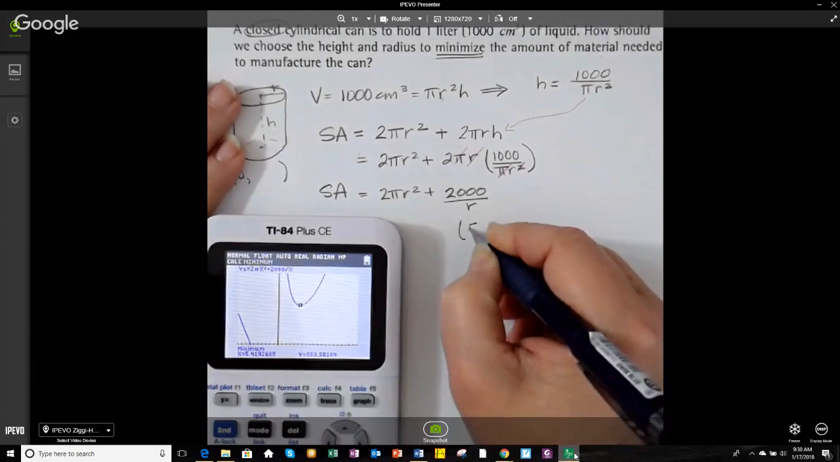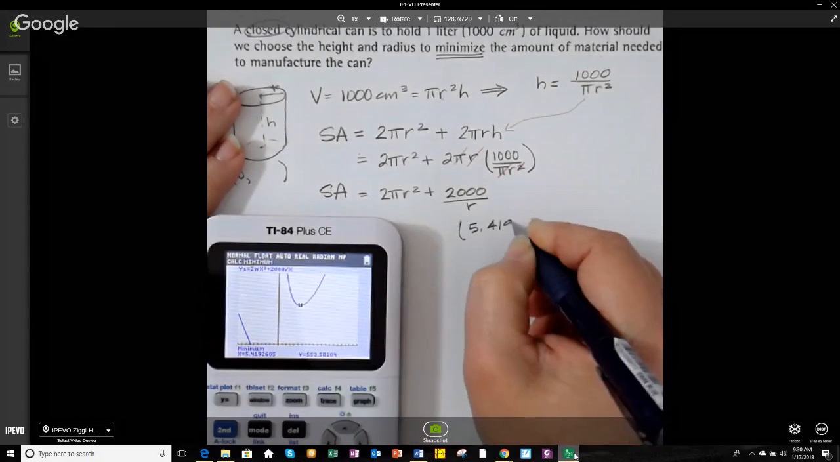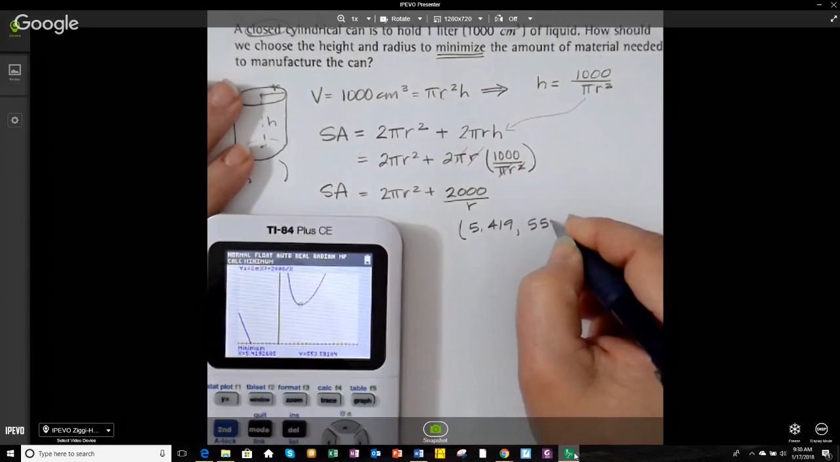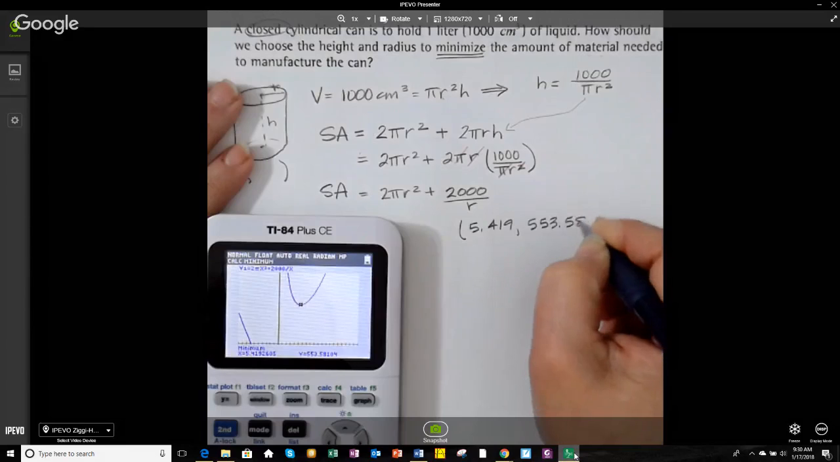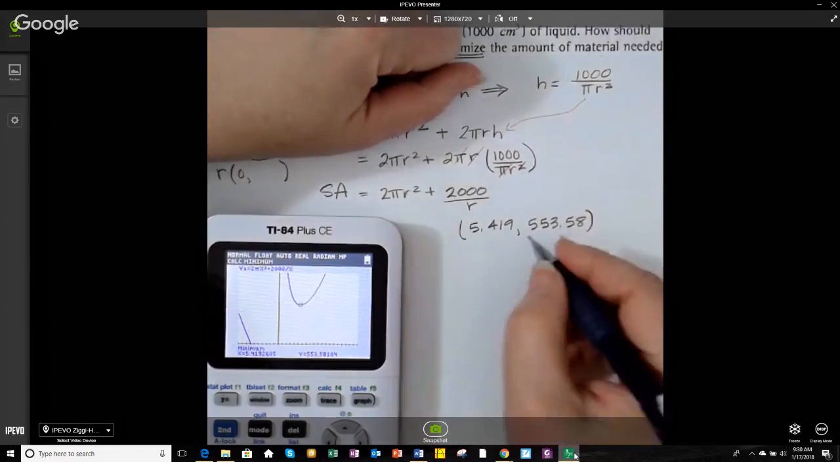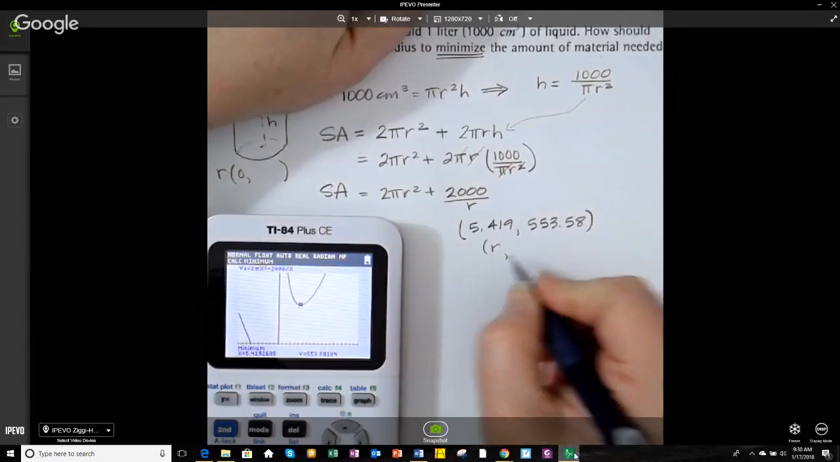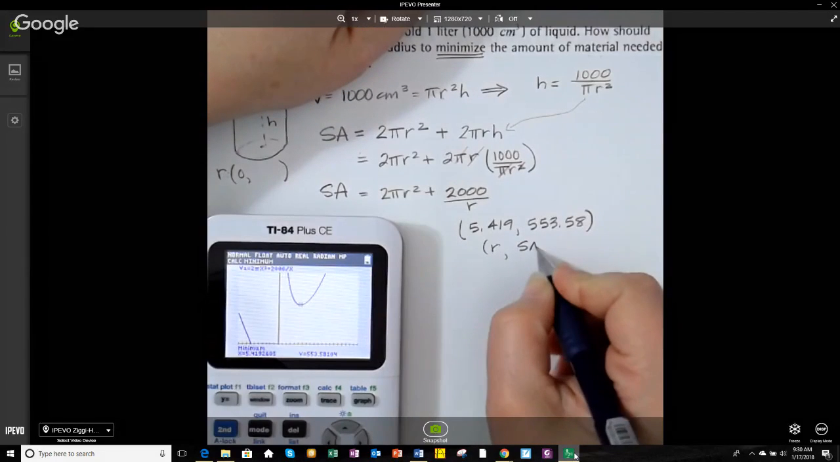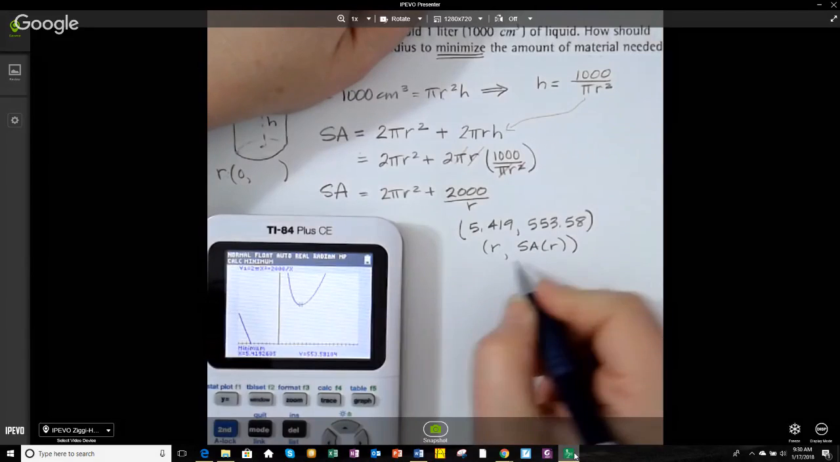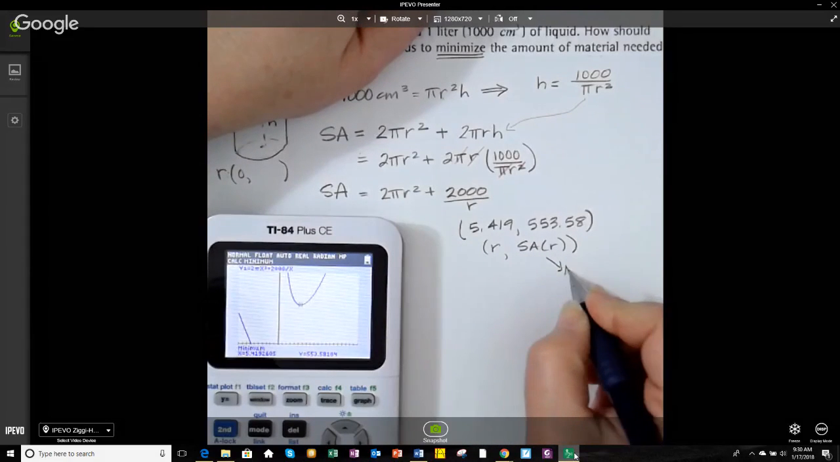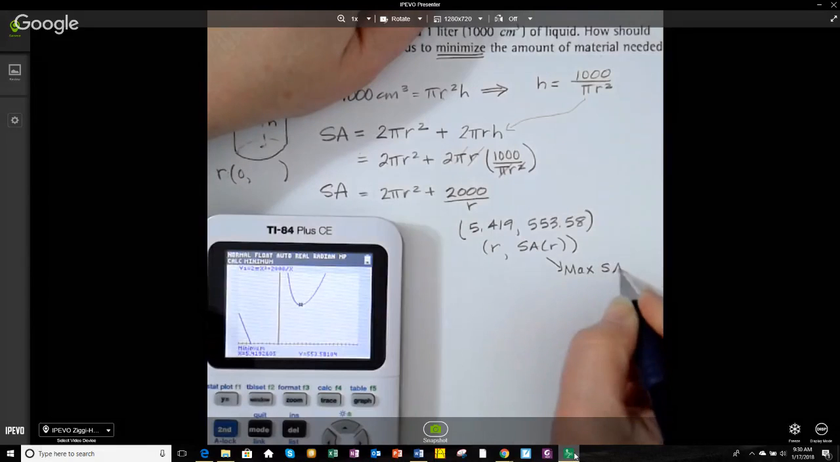The point's going to be 5.419, comma 553.58. So let's discuss what these units are. These units are r, and this is the surface area as a function of r. So this is r, and then this is going to be the what here? Max surface area.